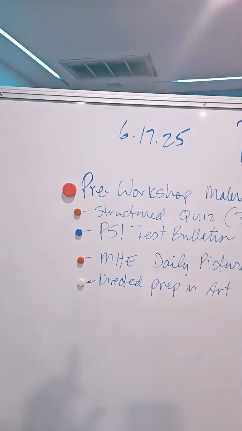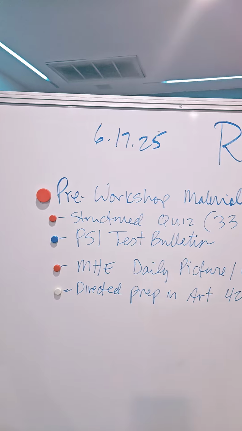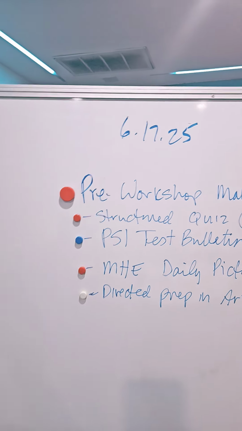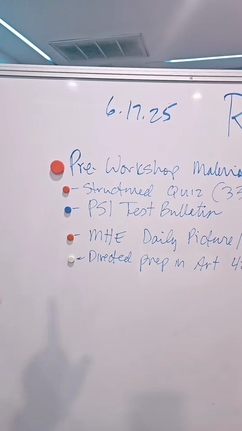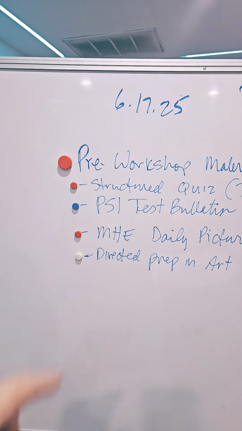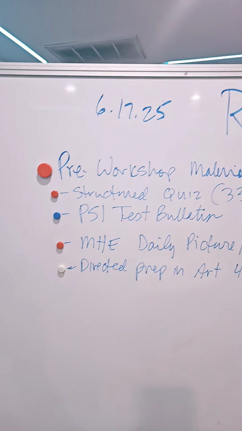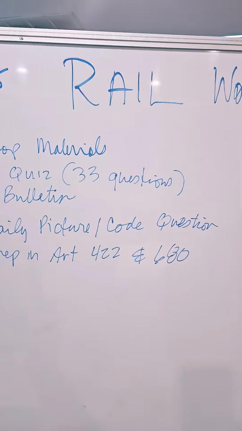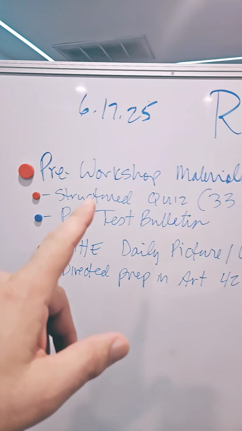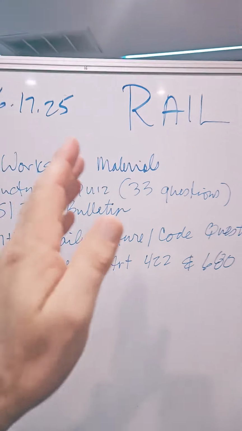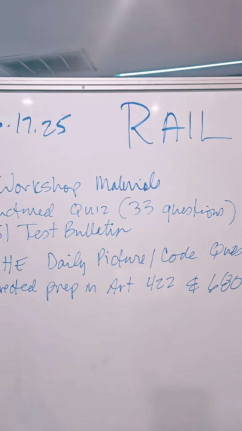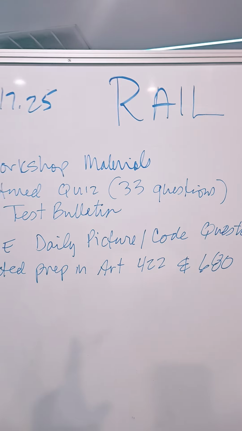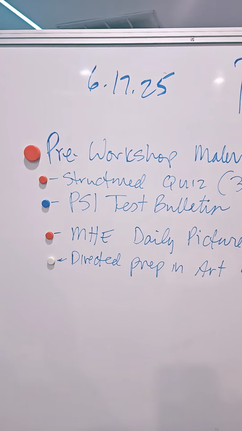Once you sign up and register and pay, I send you some pre-workshop materials, so basically you get as much as possible out of your day on Saturday. We send you a structured quiz. It's 33 questions, and the reason it's structured is it's not random. It takes you through several of the code articles in a very linear way, which is not like the test, but it gets you familiar in a way that's not as stressful.